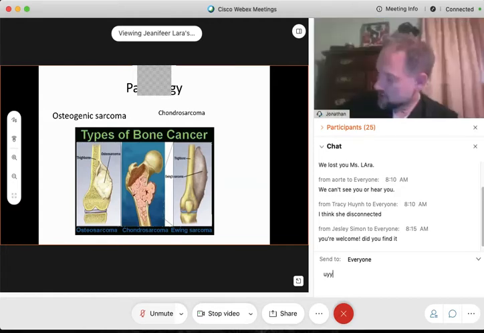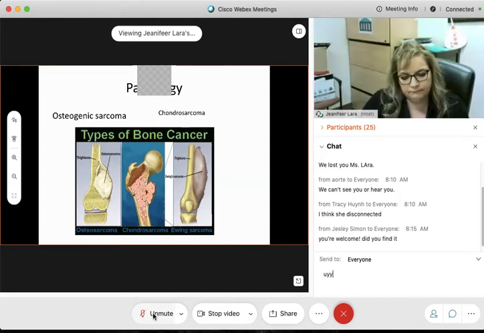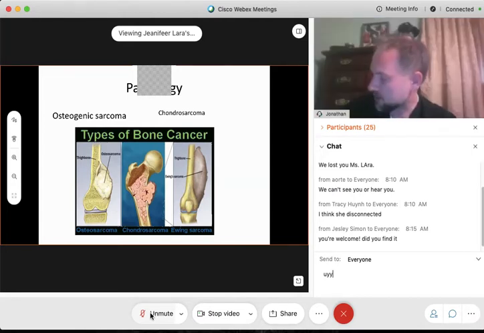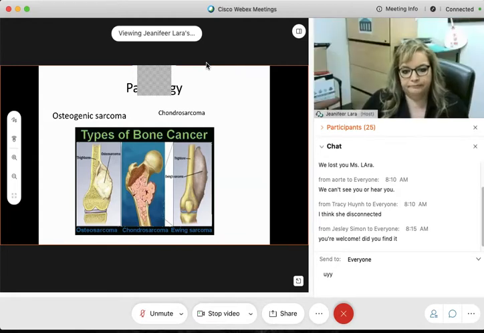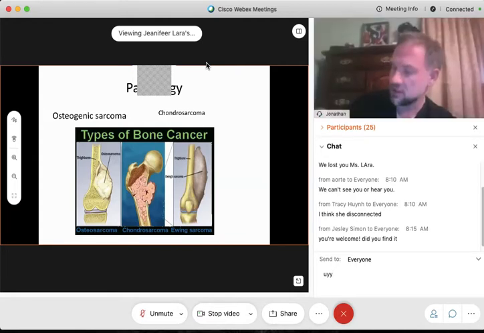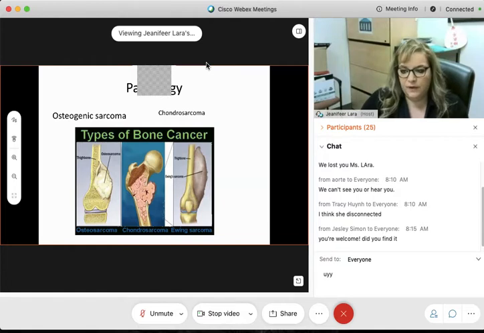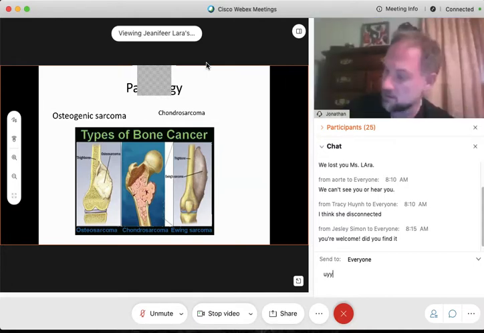Osteogenic sarcoma is the second most common type of primary bone cancer. It's a malignant cancer forming in the bone. And chondrosarcoma is a slow-growing malignant tumor of cartilage, with dense calcifications within the cartilaginous mass.